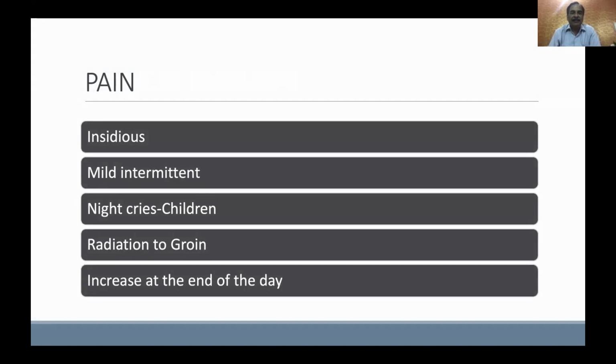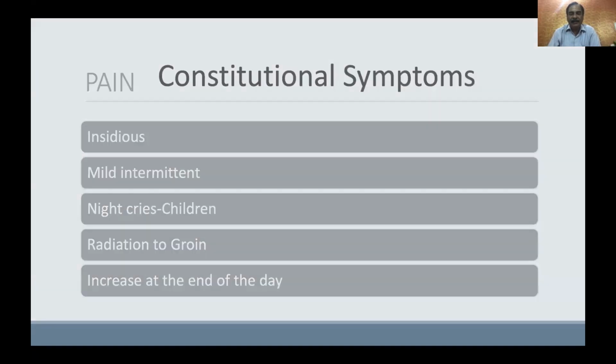The pain can be insidious. It could be mild or intermittent. The typical thing about tubercular joint involvement is night cries. During the daytime, the muscle spasm keeps the damaged ends of the bones away. When the patient sleeps, the muscles relax and the damaged bone ends come together and cause severe pain, and the patient gets up with severe pain and cries. Radiation to groin is common, and the pain is often increased at the end of the day.